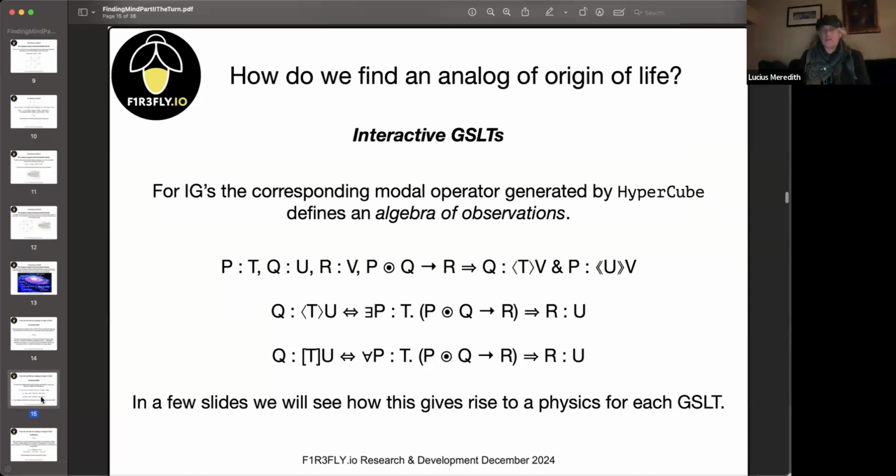And for interactive GSLTs, or IGs for short, the hypercube functor defines an algebra of observations. Somebody raised their hand? Is that true? No? Okay.